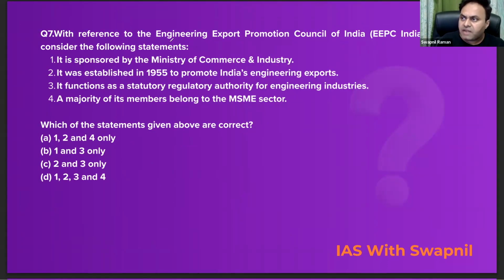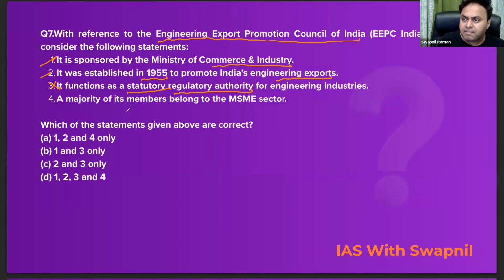Now let's move on to the next question. Question number 7. With reference to Engineering Export Promotion Council of India, consider the following statements. The first statement says it is sponsored by the Ministry of Commerce and Industry. Absolutely correct. Second statement says it was set up in 1955 to promote India's engineering exports. Again correct. Third statement says it functions as a statutory regulatory authority. No, that's not a regulatory authority. Third statement is ruled out.